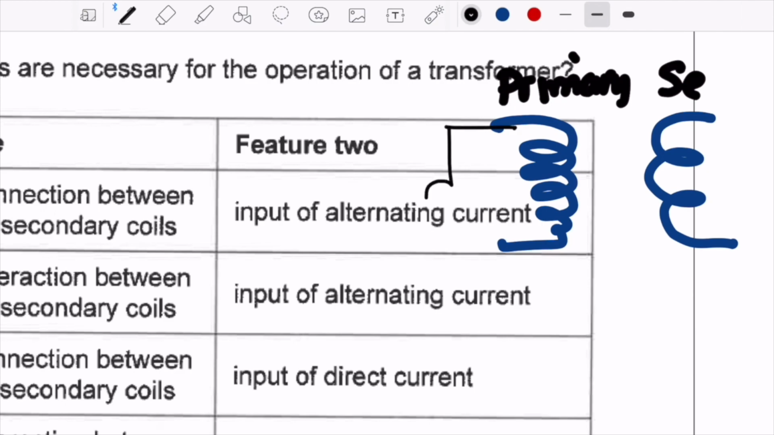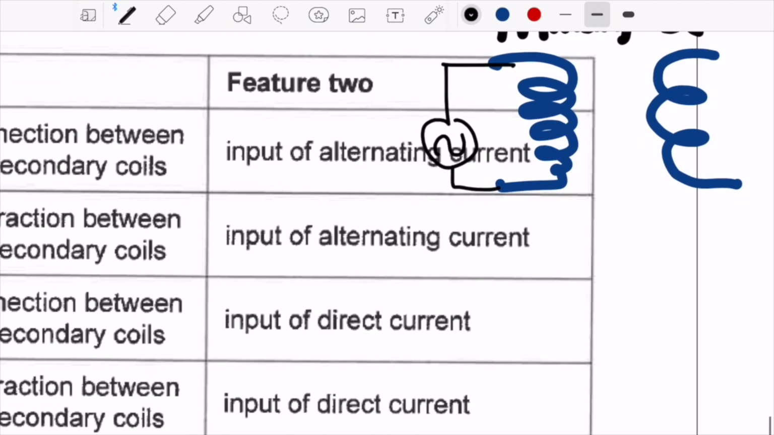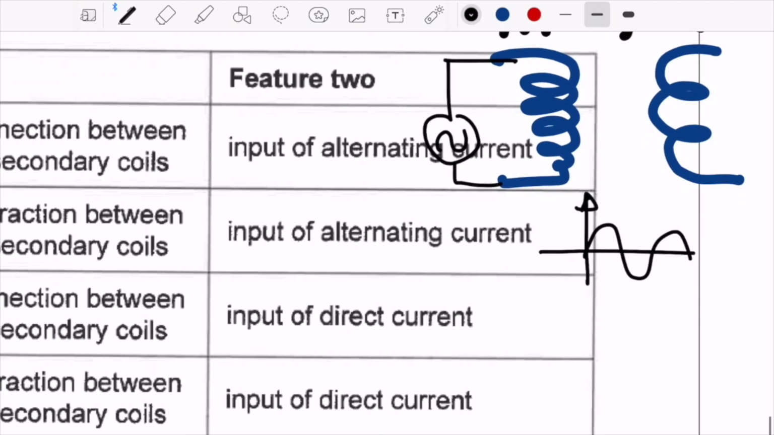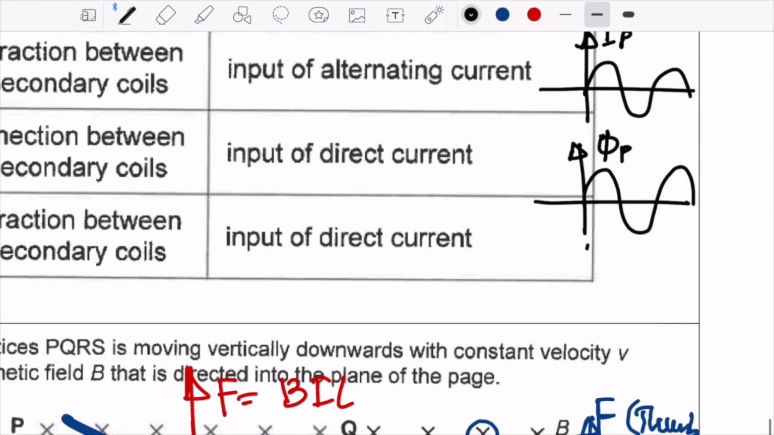But the point is, if you have an AC power supply, you can make a transformer. Why AC? Because we want the current or voltage in the primary coil to go up and down. So the magnetic field of the primary coil also will follow the same pattern. So there can be an electromotive force, a voltage, on the secondary coil.